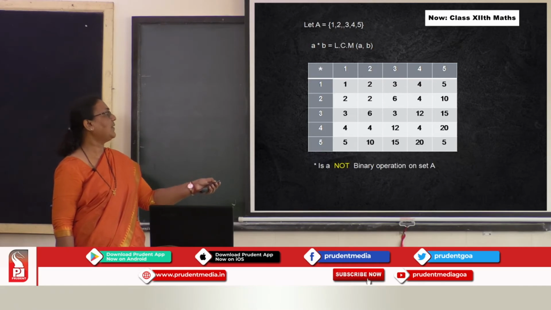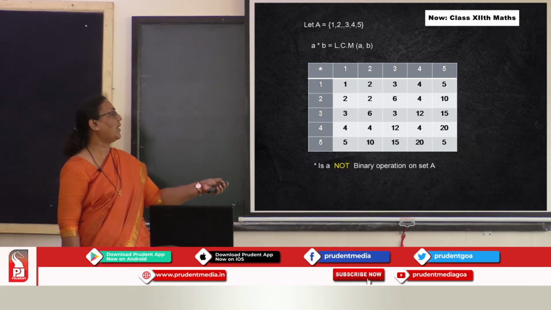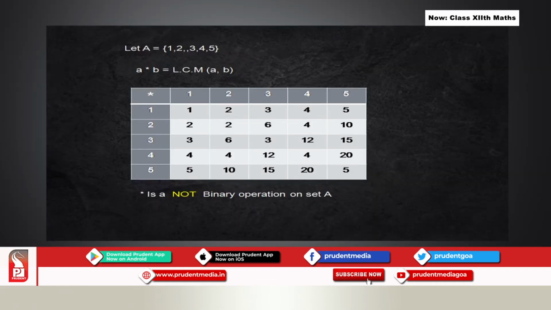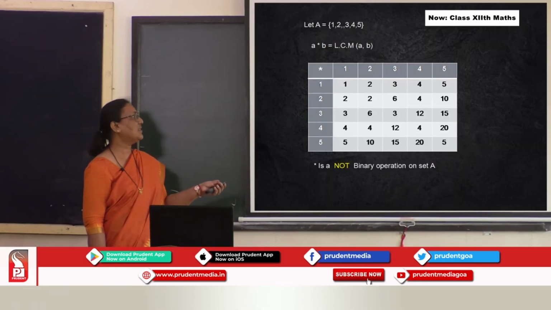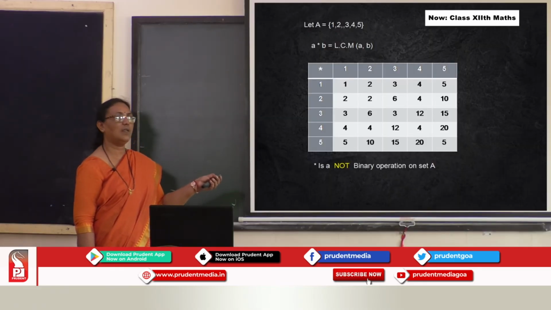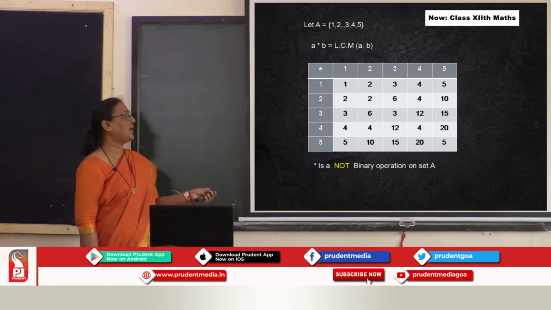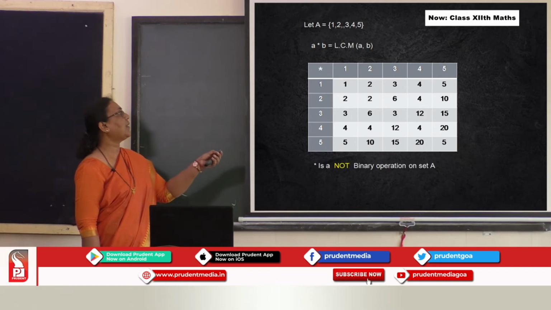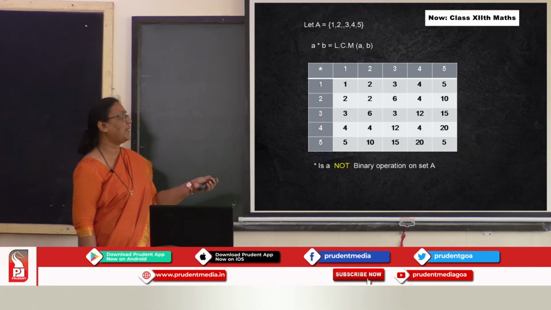Then LCM of 4 and 3 is 12 and 3 and 4 is 12. Like that you write the LCM for each and every element combination of this set, and see, these answers 20, 12, 15 do not belong to this set, so it is not a binary operation. This example is clear to you all? It is not a binary operation because there are some numbers which are not a member of this set.